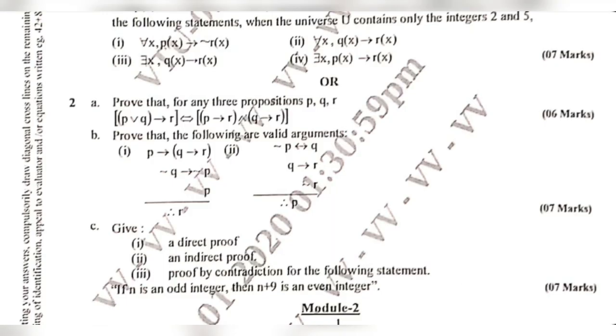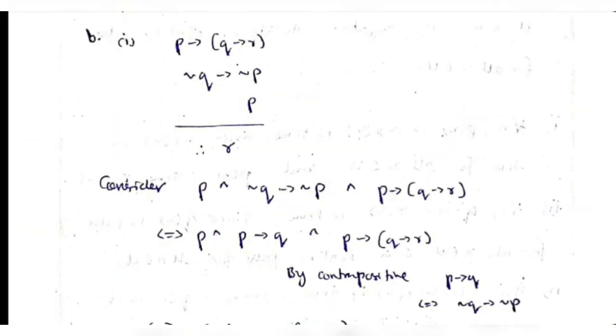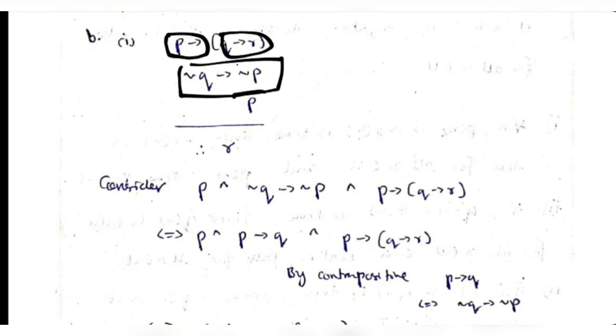Coming to the B part of the second question, we have to prove that the following are valid arguments. So we have been given two questions and we have to prove that the arguments are valid. Let's see how to prove that. The first question is: p conditional q conditional r, and not q conditional not p, and p, and the conclusion given is r.